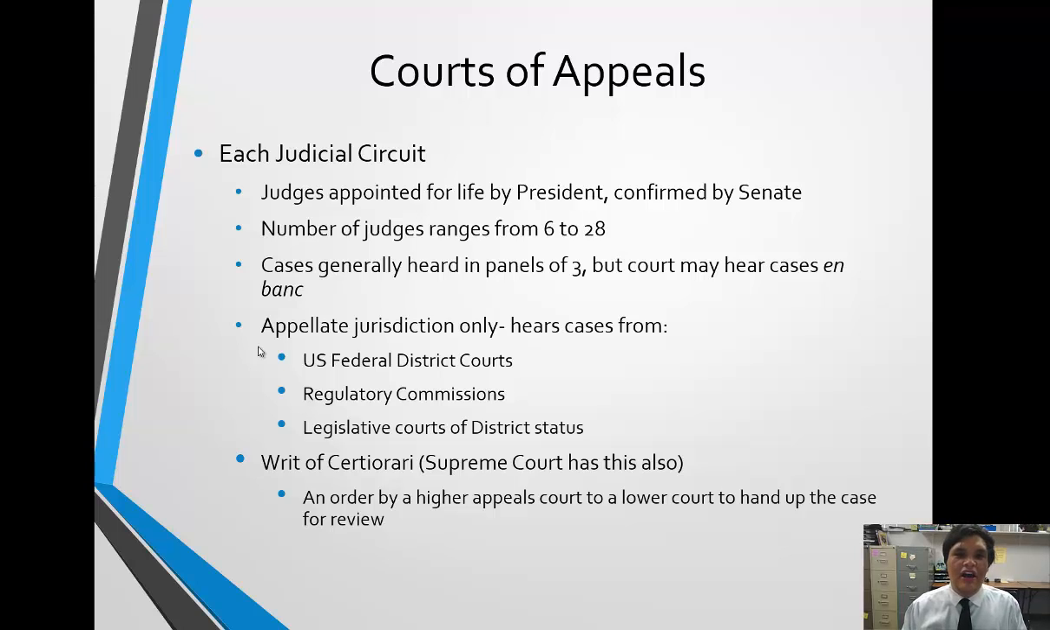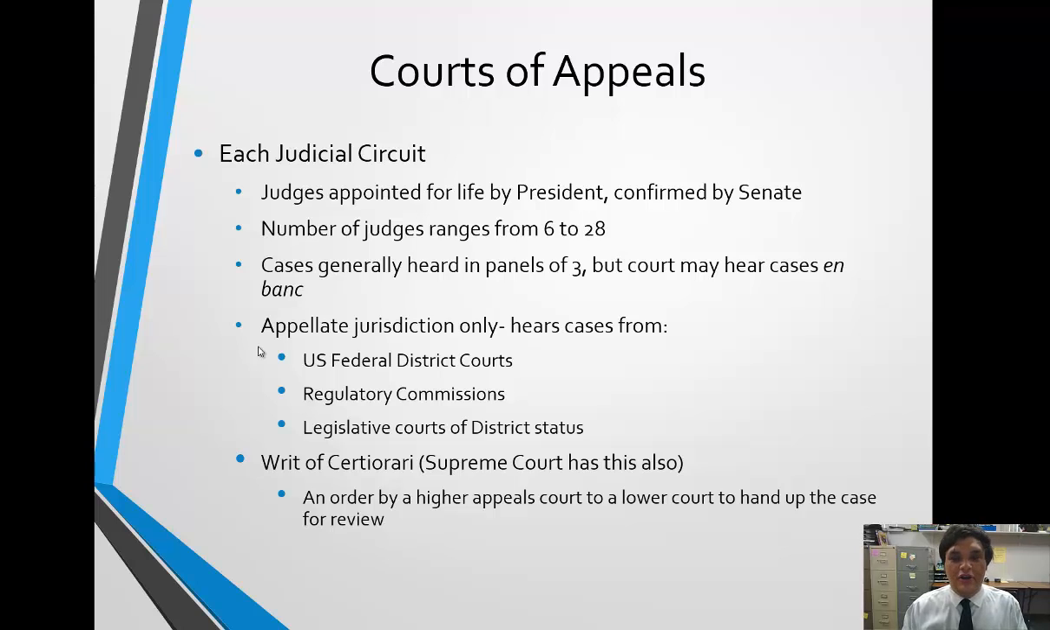Cases are not heard by all 6 to 28 judges, though. Cases are generally heard in panels of 3, because that way you'll have a majority. You'll have 2 out of 3 in most cases. You may have a unanimous vote as well, 3 out of 3. But cases are generally heard in panels of 3 because it's easy to hear, you can divide up the work, you can handle more cases that way, and it's just much more efficient.